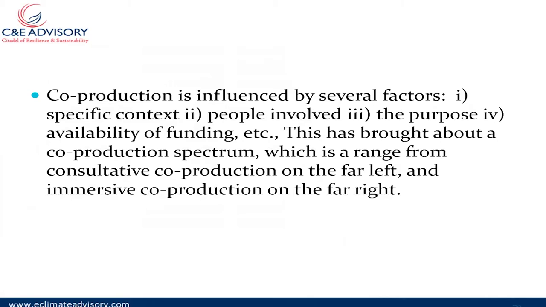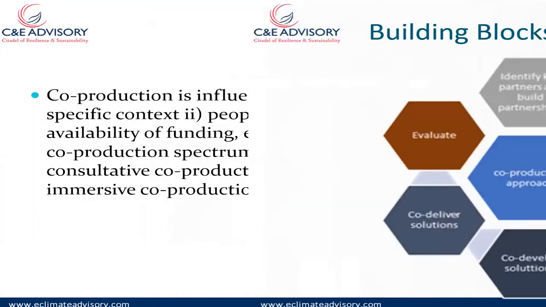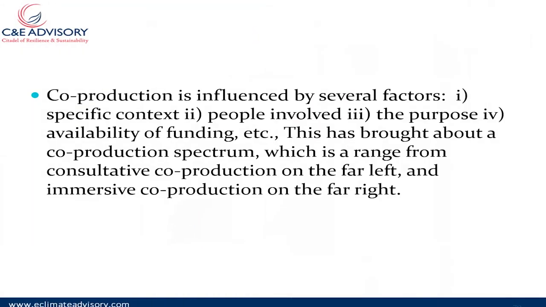So co-production is normally influenced by several factors. There's the specific context. There's the people who are involved. There's the purpose and availability of funding. This has brought about the co-production spectrum, which ranges from consultative co-production on the far left to immersive co-production on the far right. So it's a continuum. On the far left, we've got people who are still thinking about it, which is consultative, and then on the far right is immersive co-production, whereby now we've agreed on what we want.